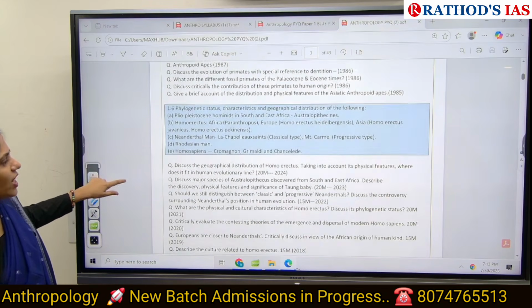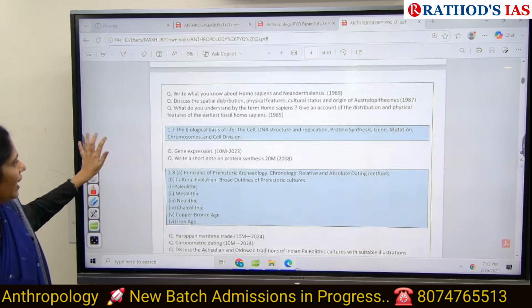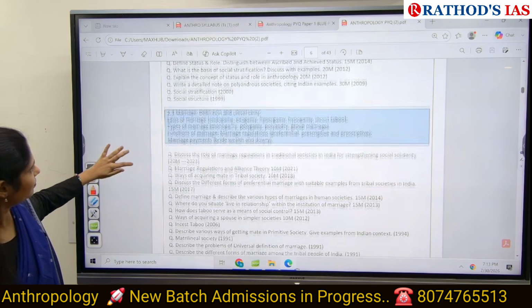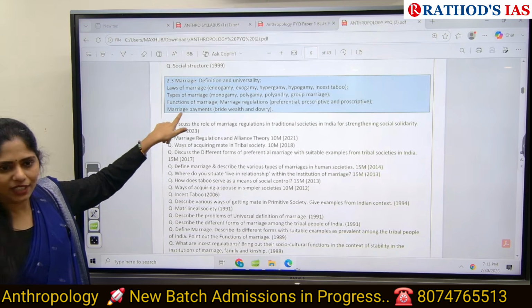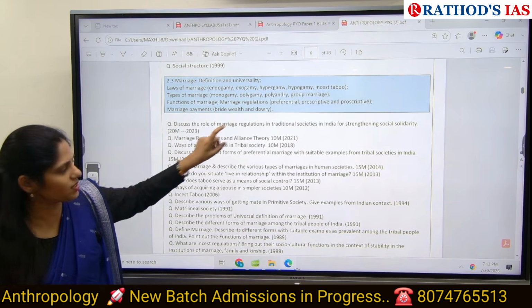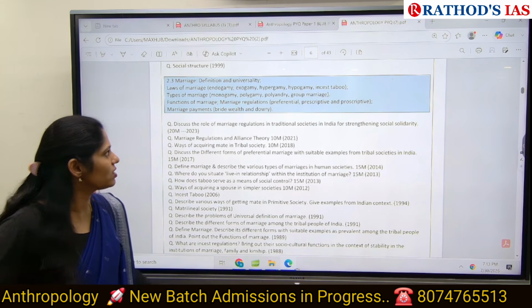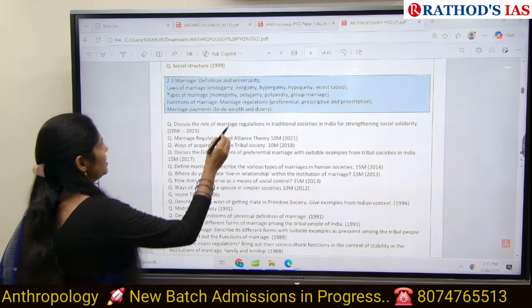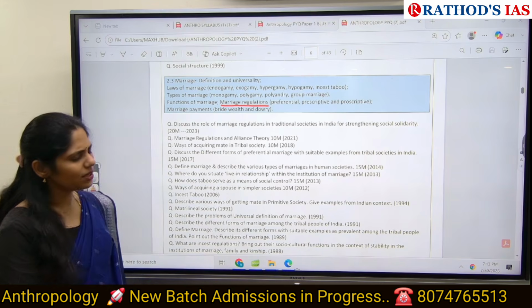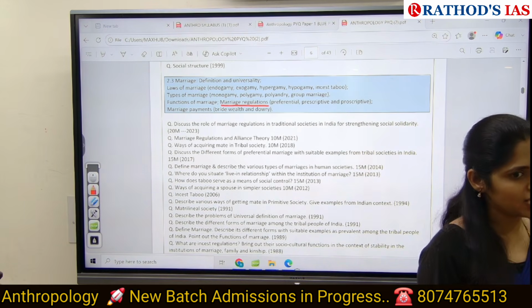You know about marriage, and you know what the topics in marriage are. I'll show you the questions on that. This is 2.3 marriage, and I gave you the syllabus also here itself in this box. In 2020, the question is: discuss the role of marriage regulations. This is there in your syllabus. Marriage regulation is nothing but which people you have to marry and which you have to avoid. That is about marriage regulations.